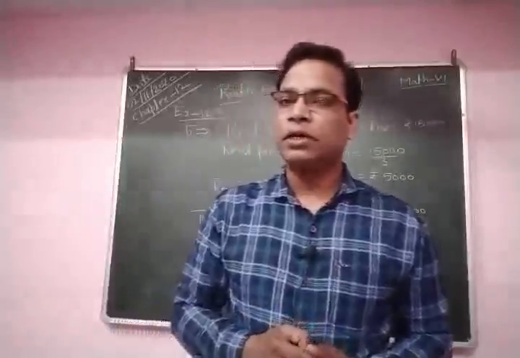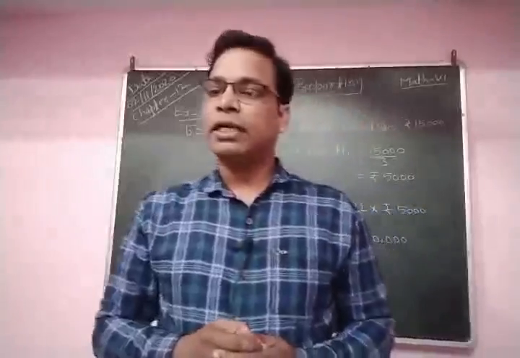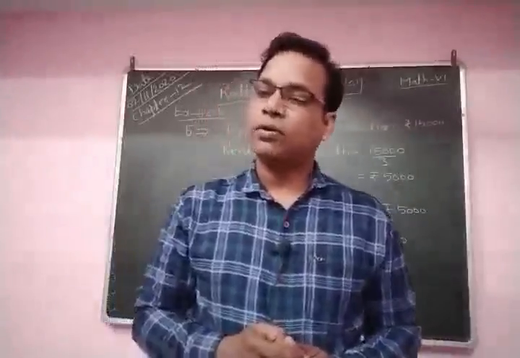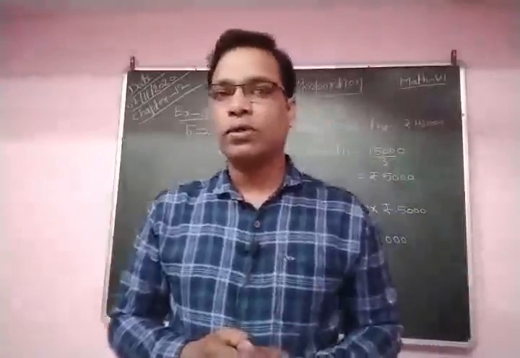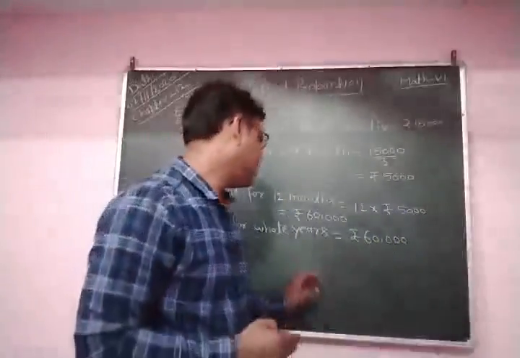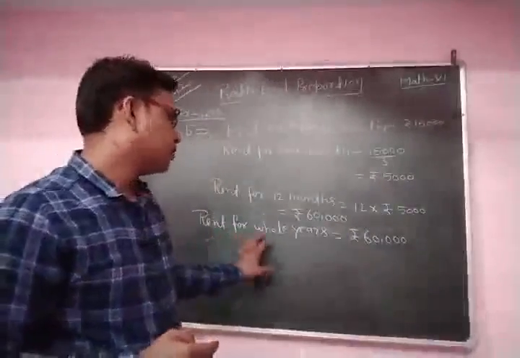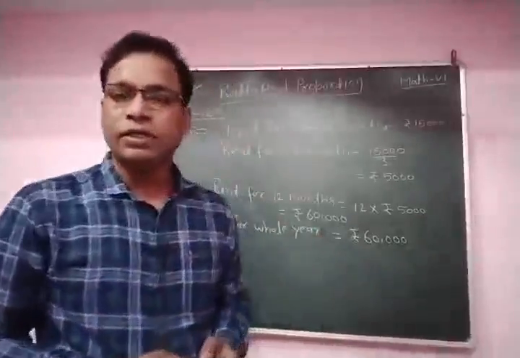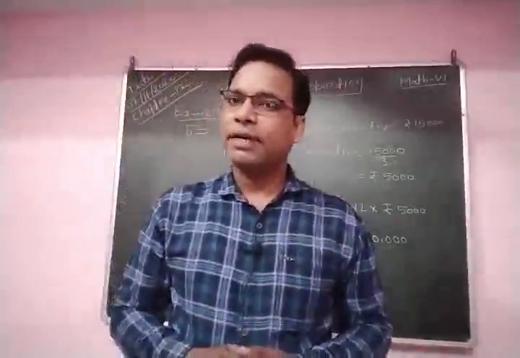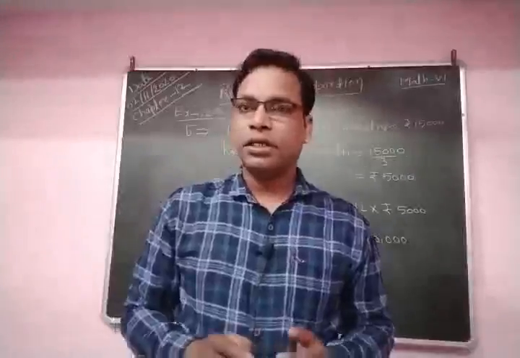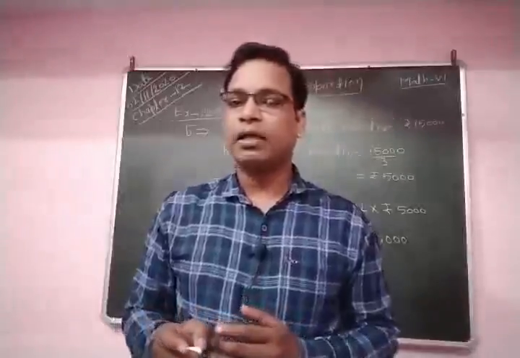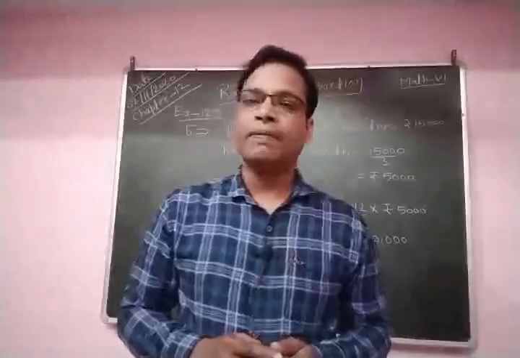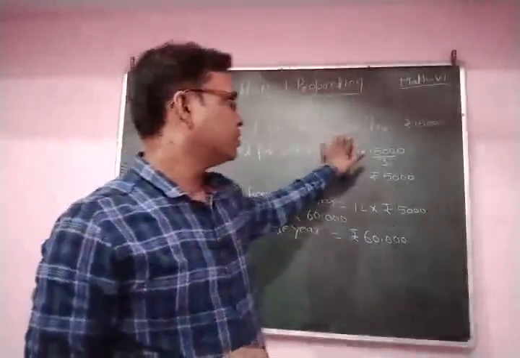In this question we were asked how much Sanya has to pay, to pay rent for the whole year. So here you can see we found the rent for the whole year is equal to 60,000 rupees. In this question, it is given that the rent for 3 months is 15,000. Sanya pays 15,000 as rent for 3 months. So here we write: rent for 3 months is equal to 15,000.